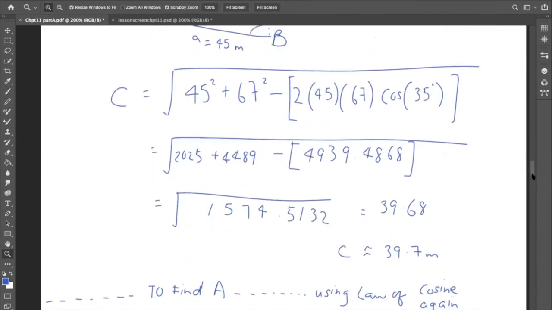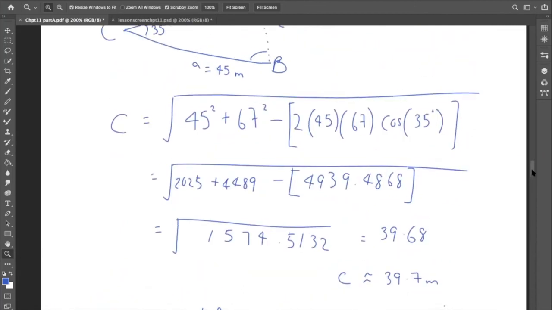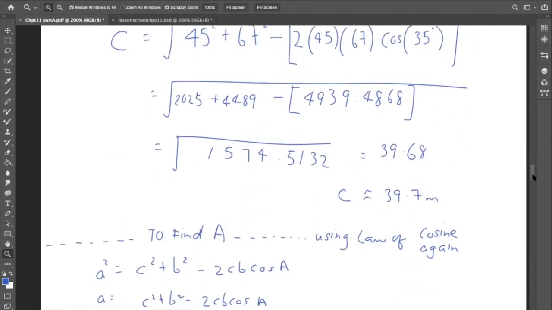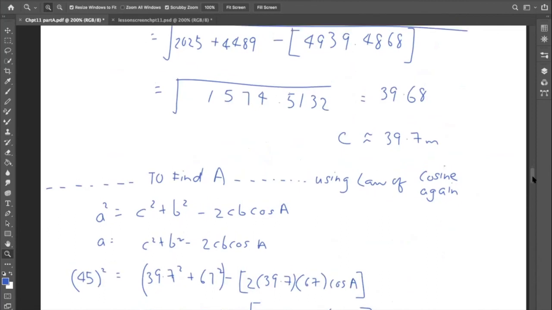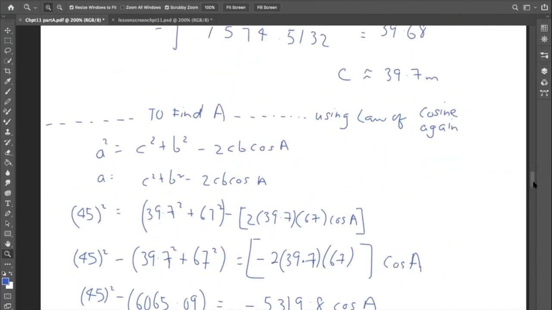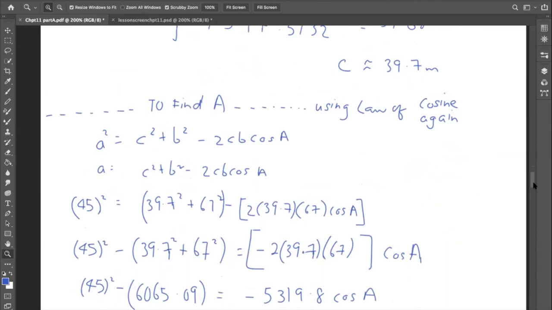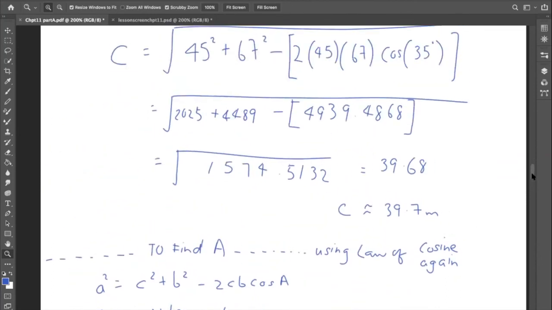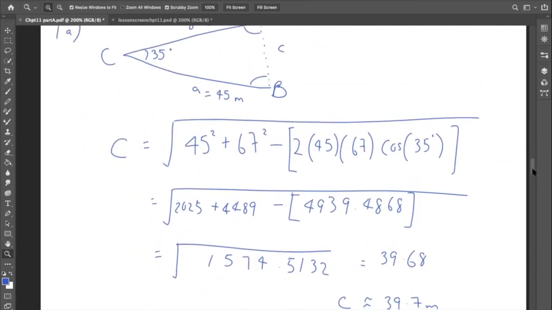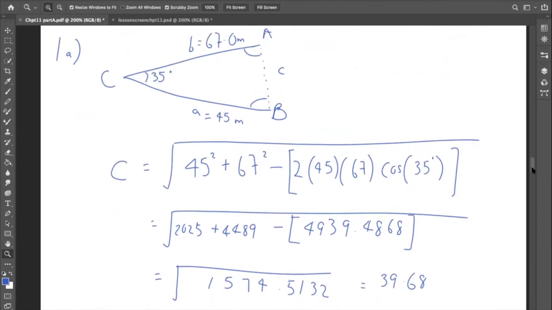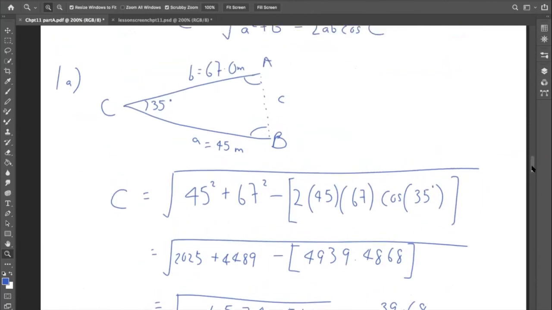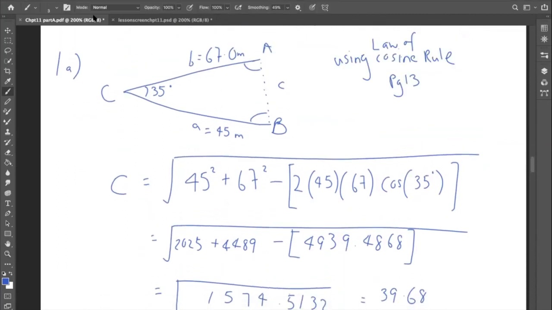So that's 1A. Of course I can also find the other side B, or angle A, with the cosine rule, but I think you'll find that using the sine rule to move on is easier. So can y'all try out 1A using cosine rule? This one no need to submit. I will go through.